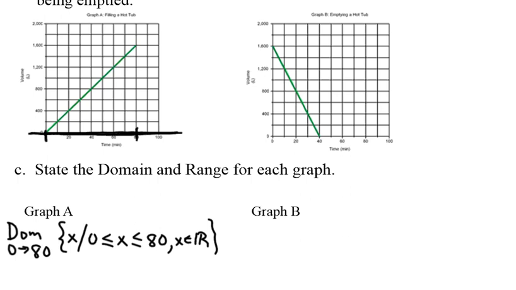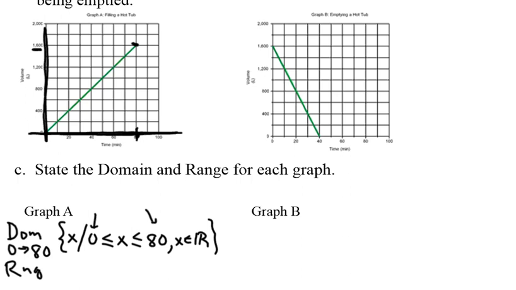So what does this tell us? That it's going anywhere from 0 to 80 minutes. That's how long you can fill for. You can't fill longer than 80 minutes because at 80 minutes, well, obviously it's a 1,600 liter tub. After 80 minutes, it overflows. You really don't want to go beyond 80. If we do range, range is our y-axis.